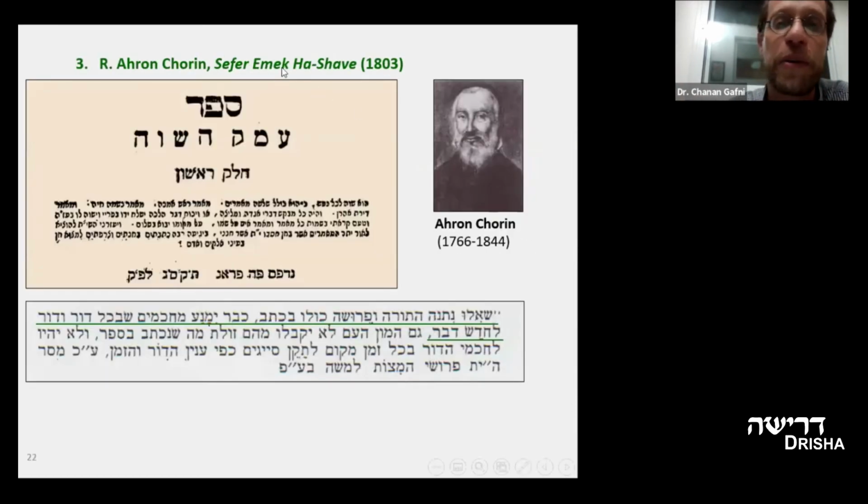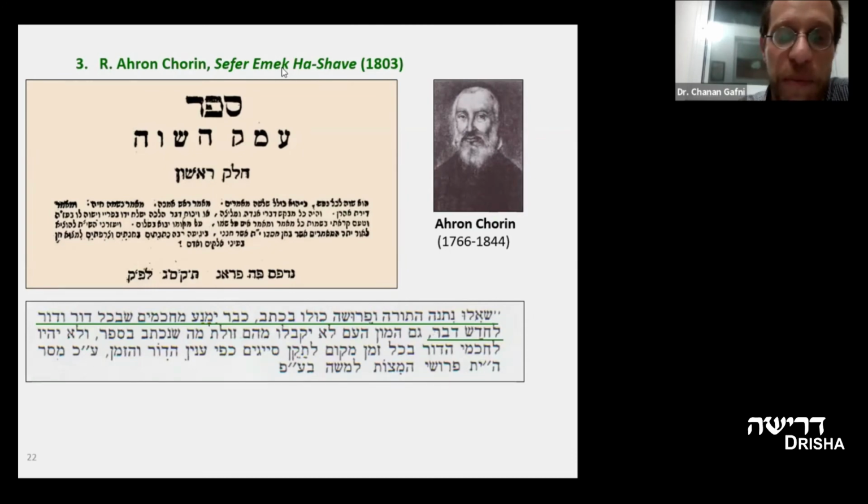You see this in the writings of one of the first reform rabbis. He was not a reform rabbi by definition. That was not his title. But in retrospect, he was one of the first reform rabbis, Rabbi Aaron Chorin. We're not going to talk about his entire story.